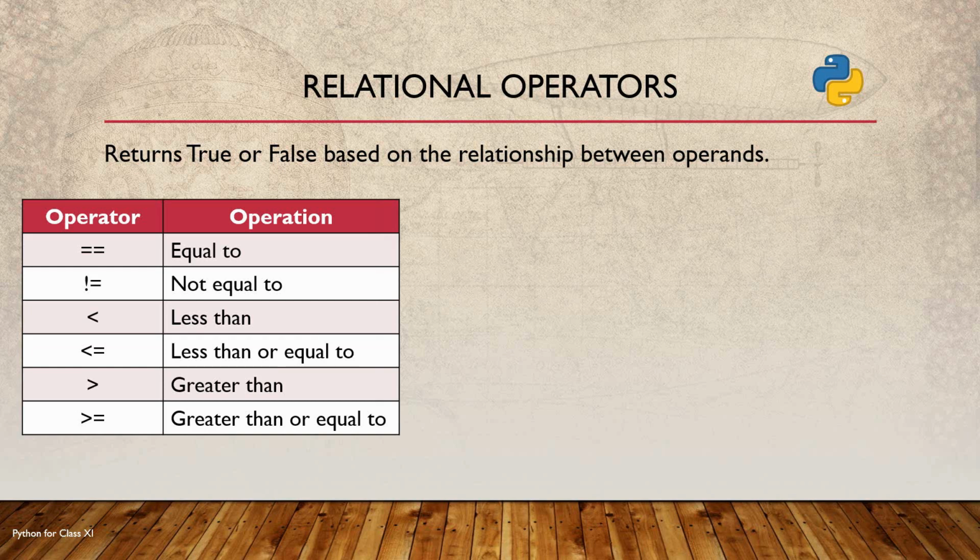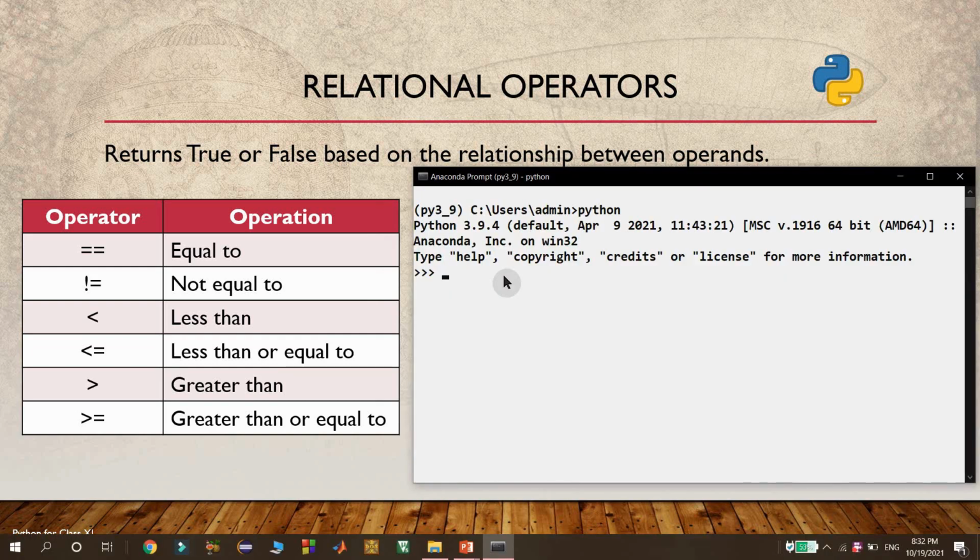Hence, these operators are also called comparison operators. We will see them one by one. Let me consider 2 operands, 20 and 30, for the comparison. Now we can check the equality condition by using the equal to operator. 20 double equal to 30. Since both are not equal, we got false here.